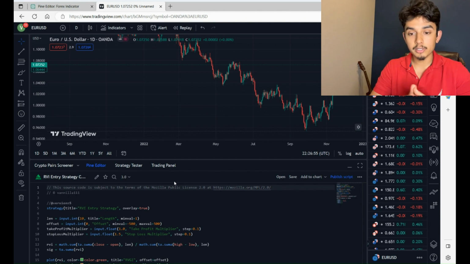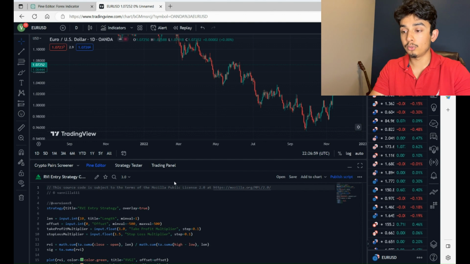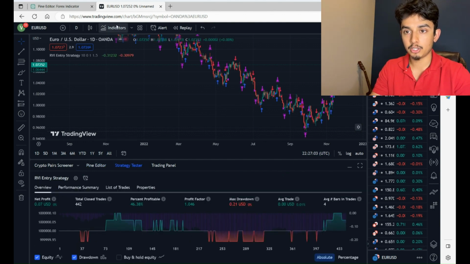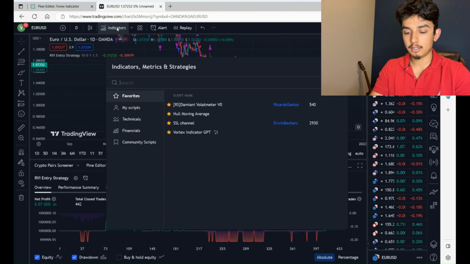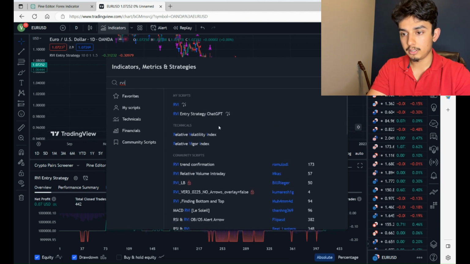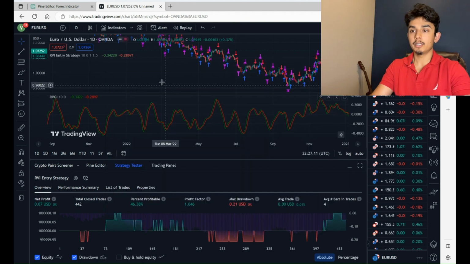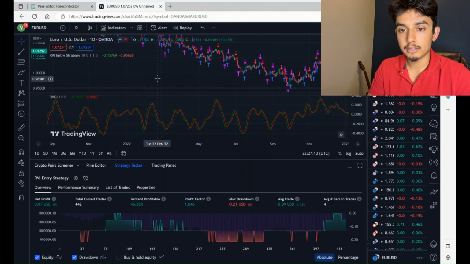So we're gonna take a look here at the RVI, or the Relative Vigor Index, which is a 2-line cross, and see how it performs. So we're simply gonna add it to the chart here, and we can put RVI in here. Okay, so RVI looks like it's a pretty fast 2-line cross here.